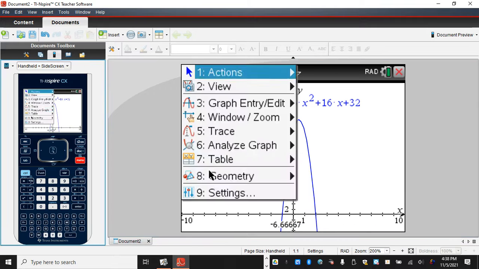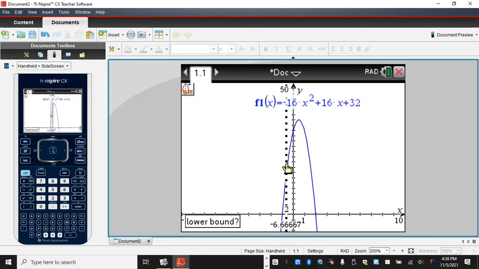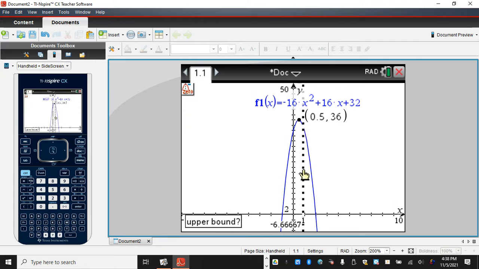All right, and then I'm going to figure everything about this graph. Look at my maximum. Menu, analyze, maximum. Go to the left of your vertex. Go to the right of your vertex. Menu, analyze, zero. Go to the left and right. Okay, there we go. So let's graph it.